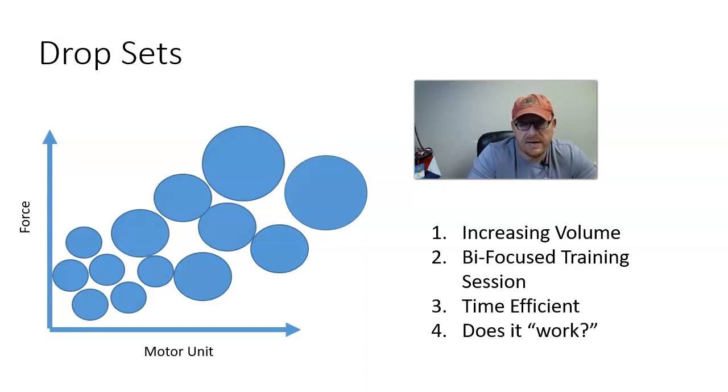So if an individual is like, man, I need to get stronger and bigger, or I need to get stronger and improve my work capacity, a drop set might be a good idea. So how could this look in training? What's a bifocused training session, or even a trifocused one?